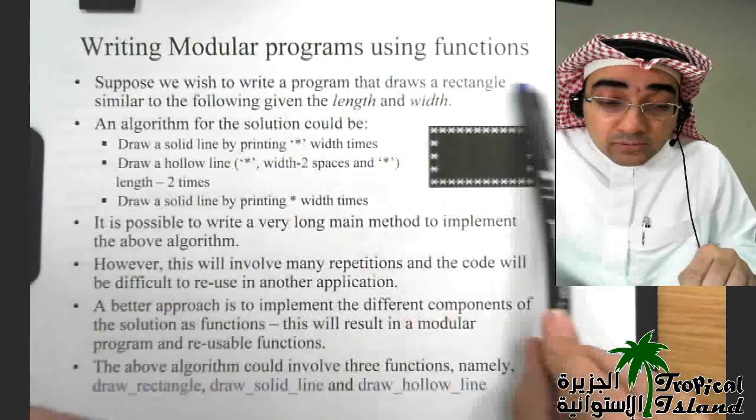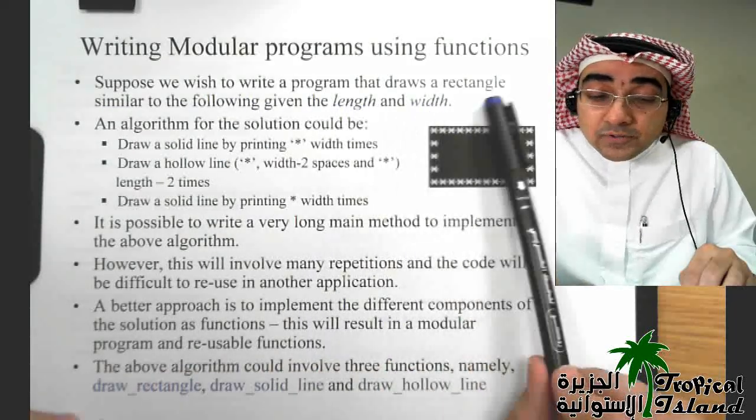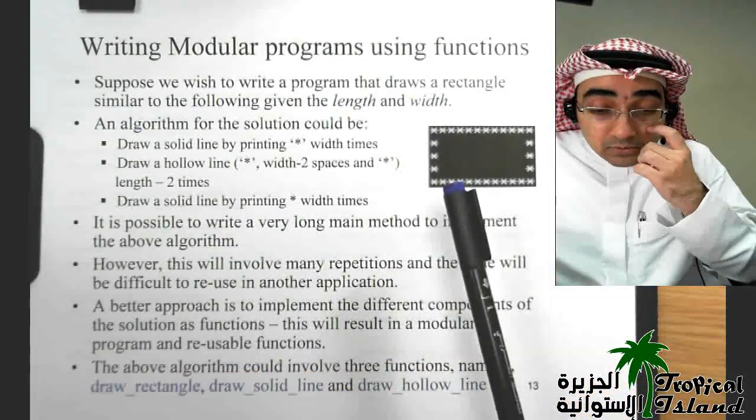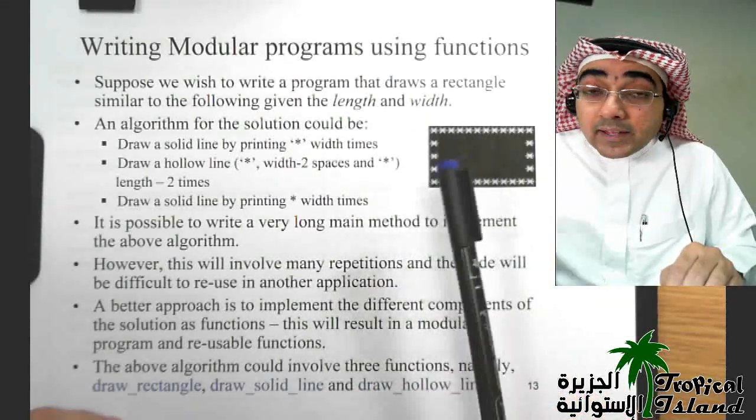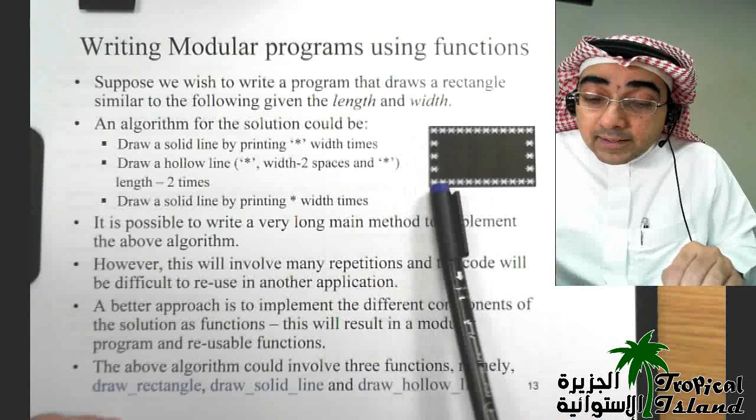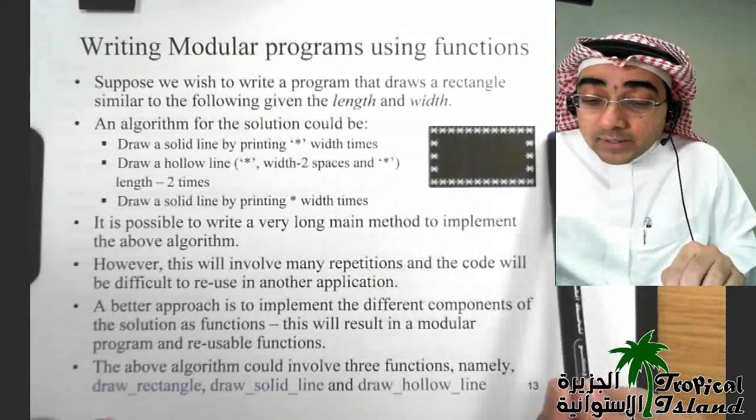Writing modular programming. How do you write modular programming? Suppose we wish to write a program that draws a rectangle, given a length and width. So you want to draw a rectangle while giving a length and a width. How would we actually do that? How would we draw a rectangle?